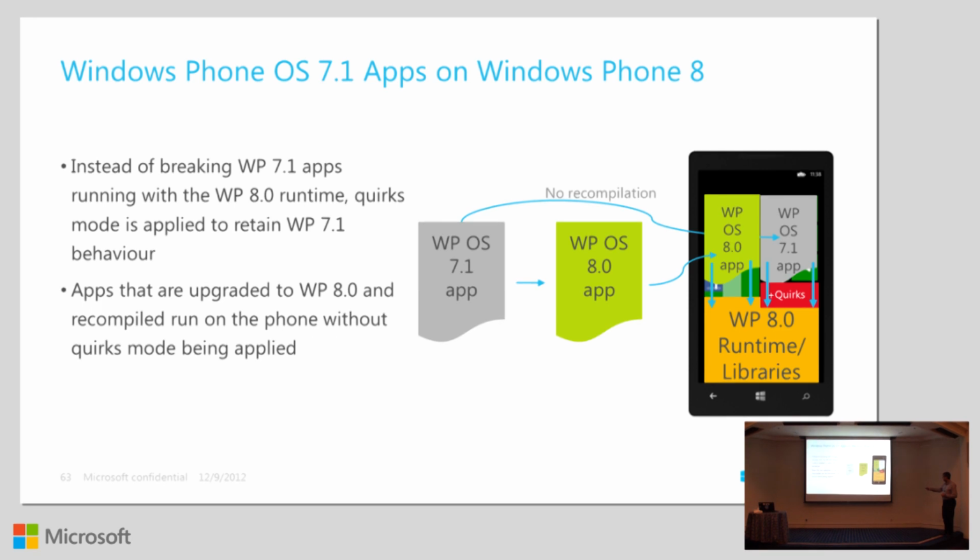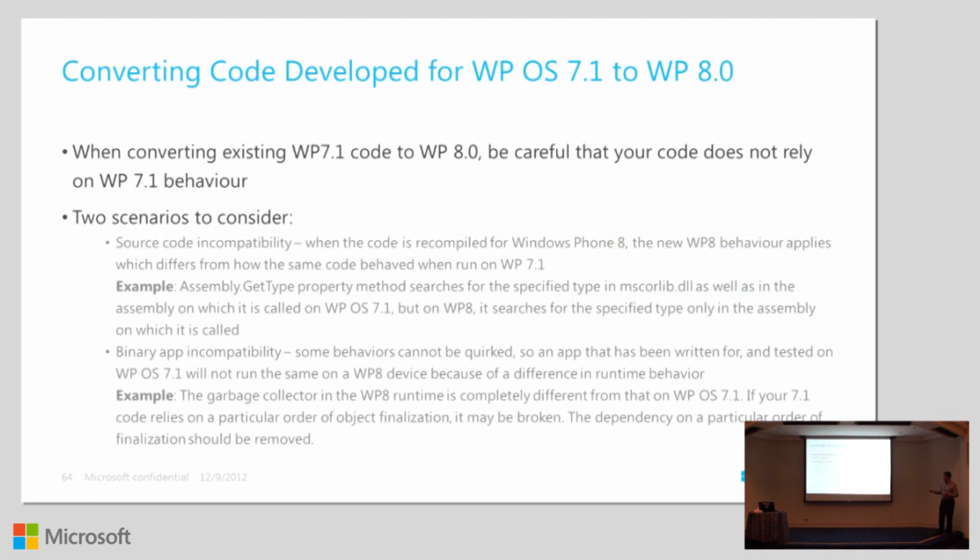But if you see here something called quirks, right? Windows 7.5 applications run in quirk mode. What that means is there are some APIs that have changed, and you will have a different behavior in 8.0 if you use the same API. So what we do is we take your 7.0 application and give you the same experience that you would have had in 7.5, not the 8.0 experience. This slide talks about that in more detail. So you have two scenarios: source code incompatibility, and binary code incompatibility.